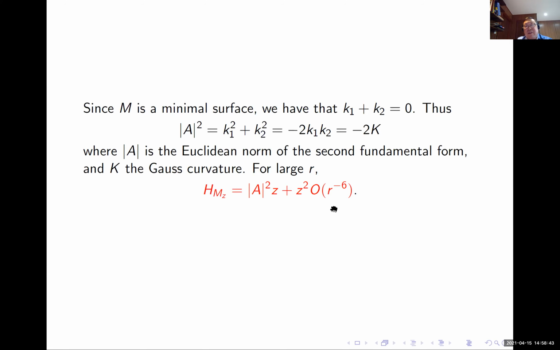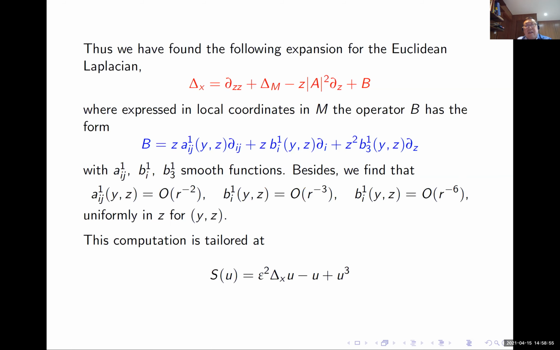Okay, so we have all this nice computing. Everything can be computed explicitly, like this mean curvature. So we can write the Euclidean Laplace, and this is the formula we're going to use: d_zz plus Laplace of M minus z a square d_z plus b, where b contains all the higher-order terms in z, z square and so on, and all these terms can be computed explicitly.